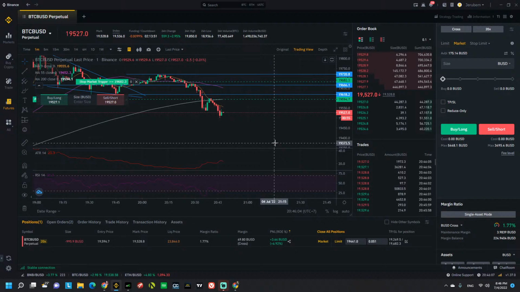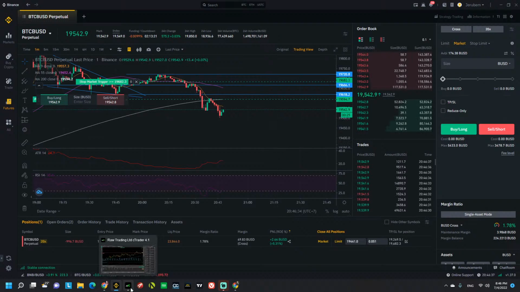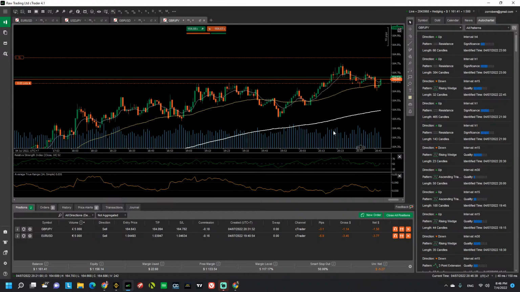Another candle. Still a green one. Let's go back to Forex. Let's see what's happening. Okay, so it's a mistake again. Or is it?